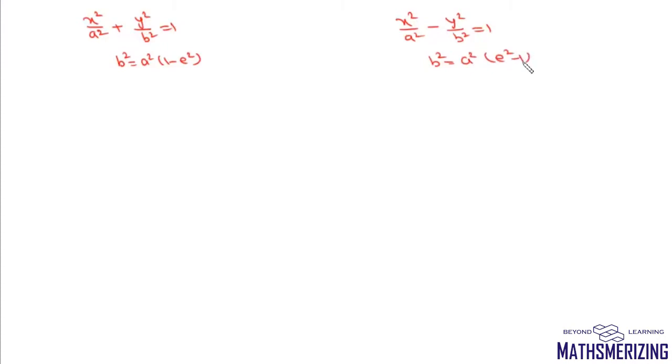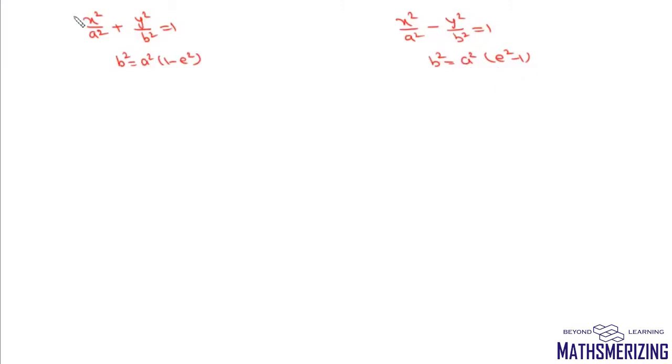Now we know that the standard equation of any ellipse is given by x square upon a square plus y square upon b square equals 1, and the standard equation of a hyperbola is given by x square upon a square minus y square upon b square equals 1. Now in the first case, b square is equal to a square into 1 minus e square, and in case of hyperbola, b square is a square into e square minus 1, because in the case of ellipse, e is less than 1, and in case of hyperbola, e is greater than 1.